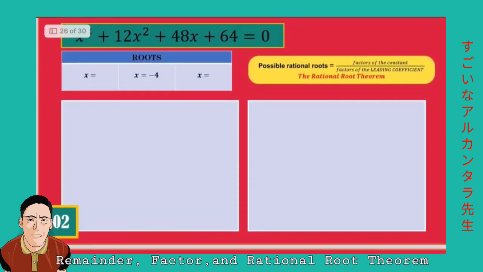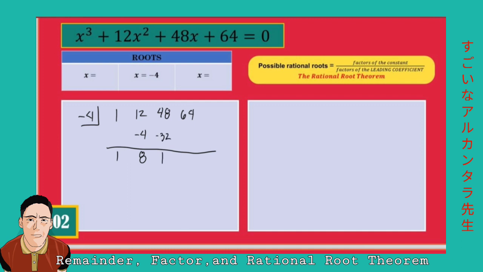So for us to verify that, let's again try out using synthetic division. So let's have negative 4. Then we have 1, 12, 48, 64. So we bring down 1. 1 times negative 4, negative 4. This is 8. 8 times negative 4 is negative 32. This is 16. This is negative 64. This is 0. So now what you can see here is 1, 8, 16.